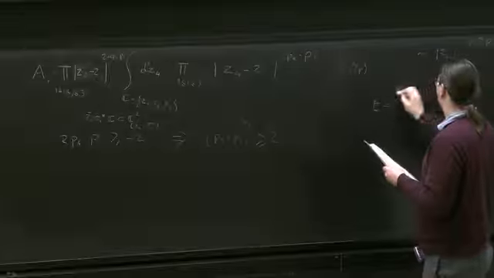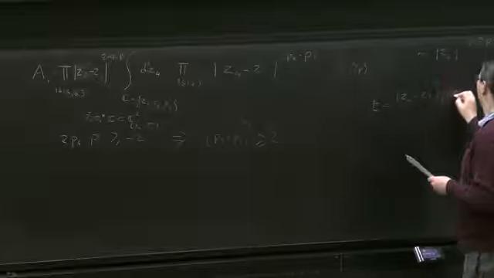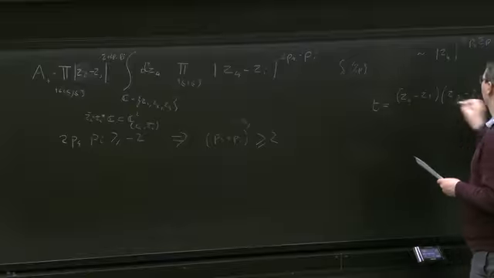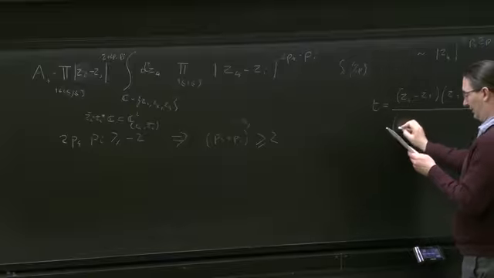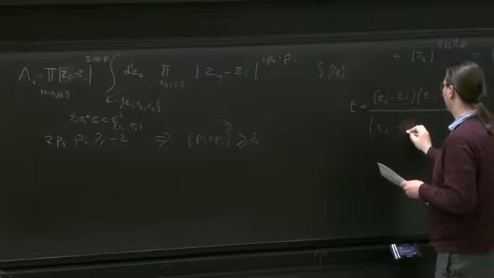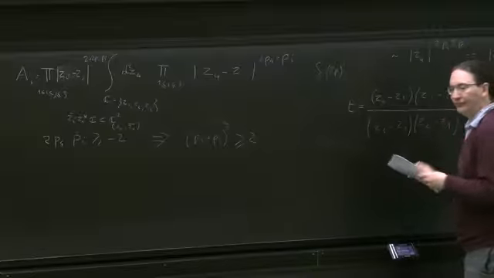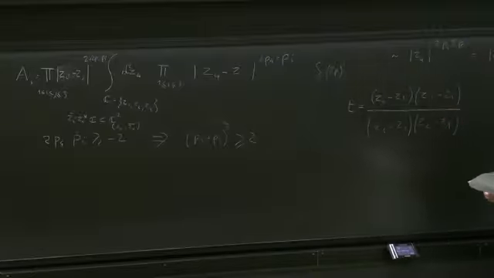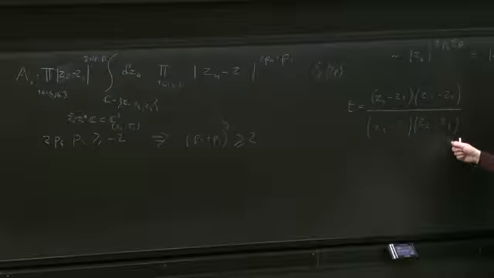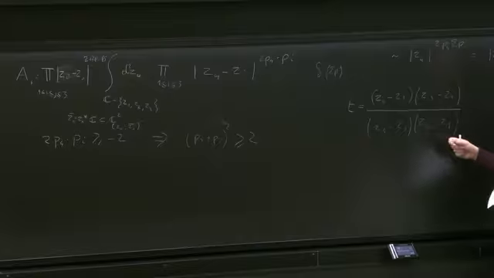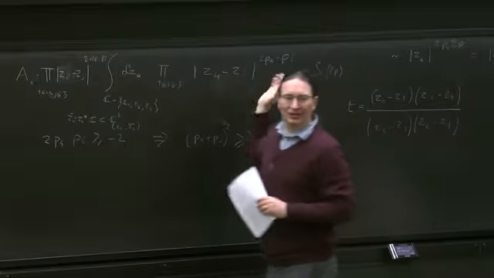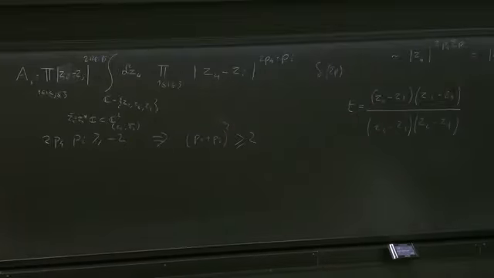times z2 minus z3 over z4 minus z3 times z2 minus z1. This is called the cross ratio. It's invariant under conformal transformations of the plane. And if I express this integral in terms of the cross ratio, all the z dependence drops out, as it should.